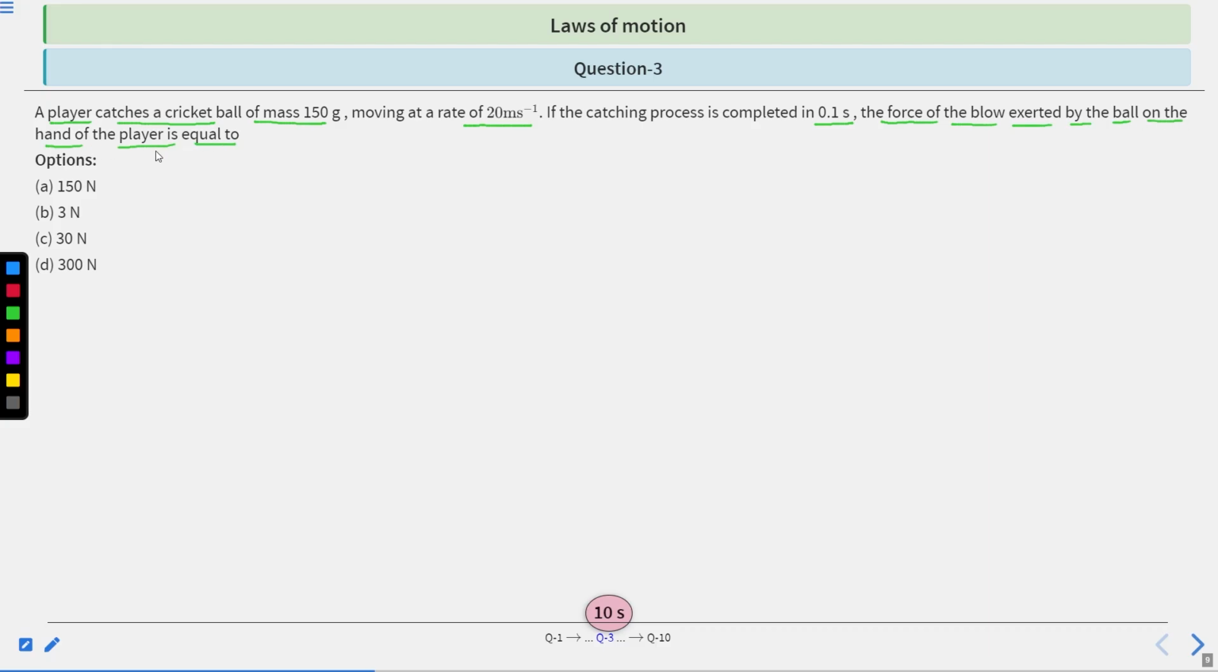So the question asks about the force of the blow exerted by the ball on the hand of the player. The given options are A is 150 Newton, B is 3 Newton, C is 30 Newton, and D is 300 Newton. Which one is correct? You have 10 seconds to solve this question. After that, we will provide the solution.